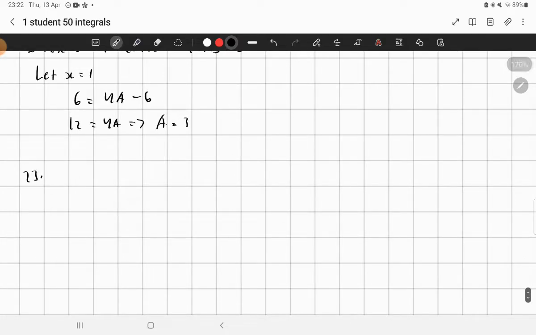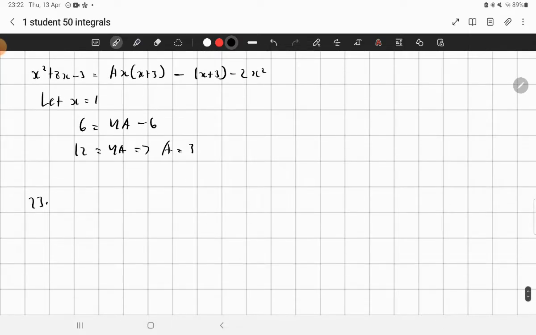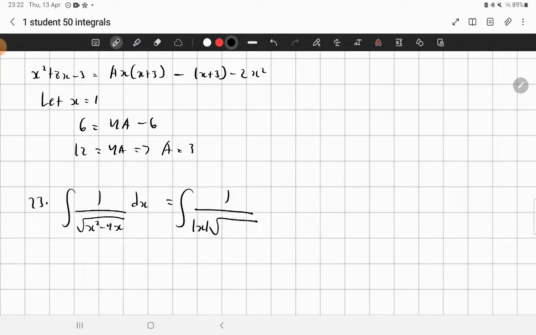Question 23. Okay, this is a nice question. We have the integral of 1 over the square root of x squared minus 4x dx. Okay, right? So the way we want to solve this is, first we could bring this out: the absolute value of x, the square root of x minus 4.